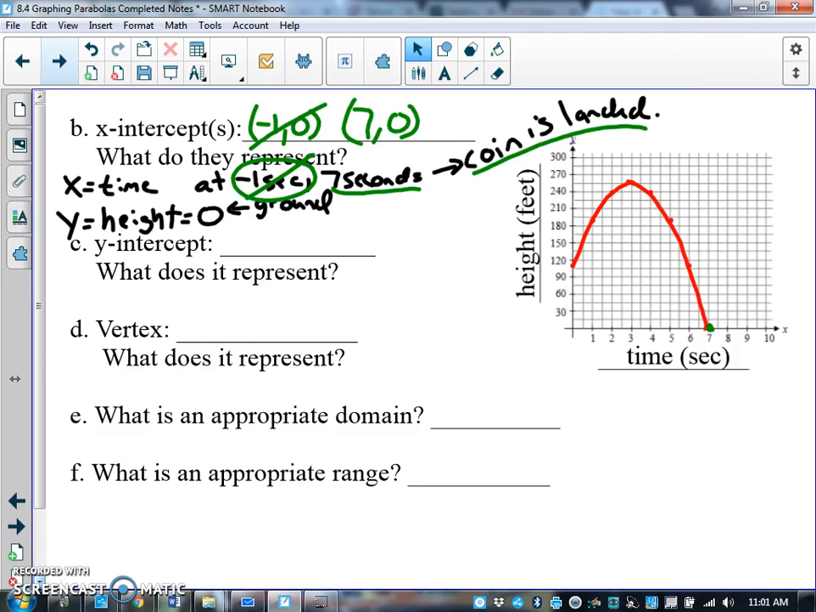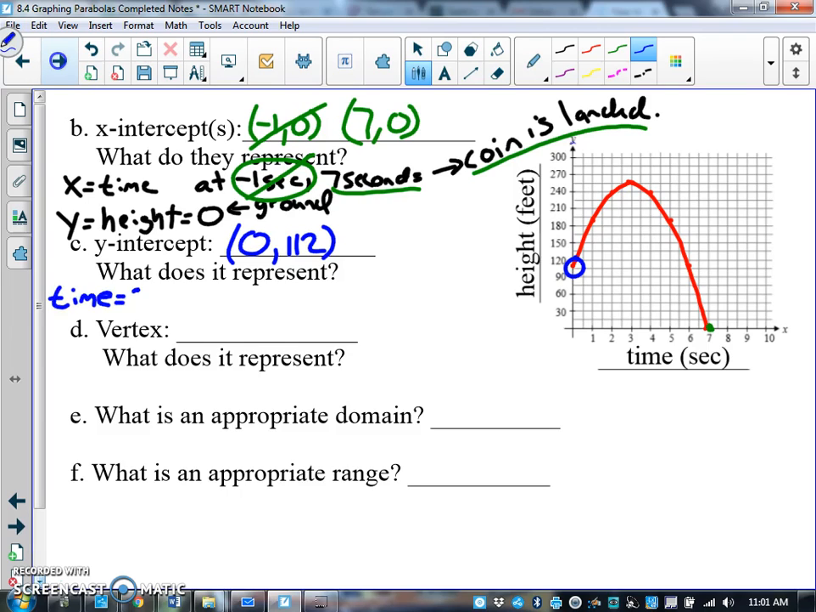Now let's talk about our y-intercept. Our y-intercept, we know, is (0, 112). Well, again, that means our time is equal to 0, and our height is equal to 112. When our time is 0, that's when I start throwing the coin. So this is saying that my starting height, or the starting height of the coin, is 112 feet. The height at which I threw my coin is 112 feet.